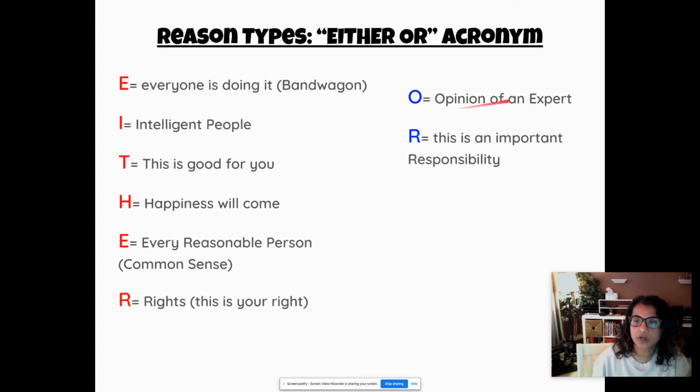O stands for opinion of an expert. So I would say like the opinion of an expert or a celebrity. So again, with the topic of iPhones, if I said, well, a celebrity like Michael Jordan is using an iPhone, or a different celebrity, Taylor Swift, she's using an iPhone, that might help sell it and really convince someone. R is this is an important responsibility, meaning it's a responsibility that we have in the world today. And that could be a good convincing reason.